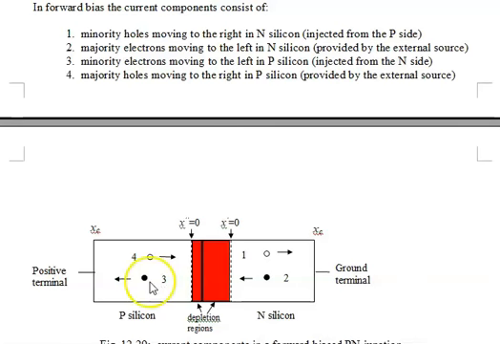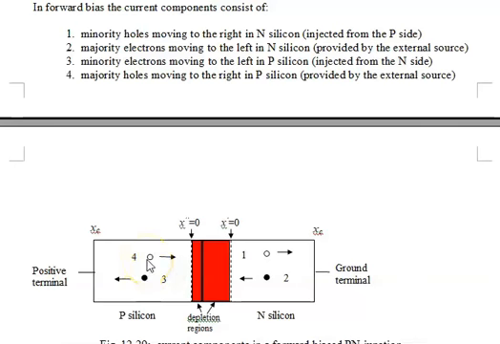We have electrons which move by diffusion. Where did these electrons come from? They came from here. The electrons which were majority carriers, which are moving by drift, move into the P-side silicon, and there they become minority carriers, and they move by diffusion.